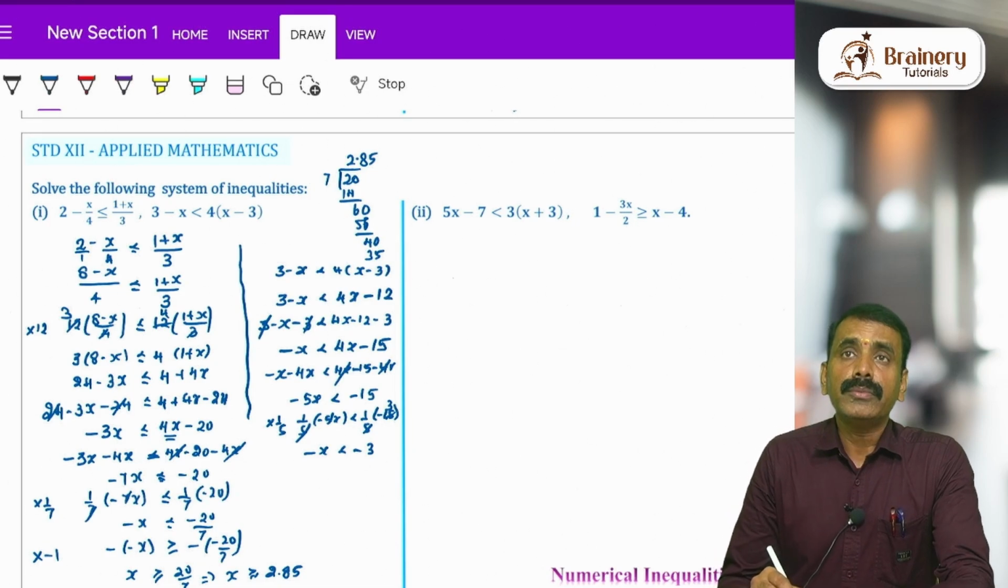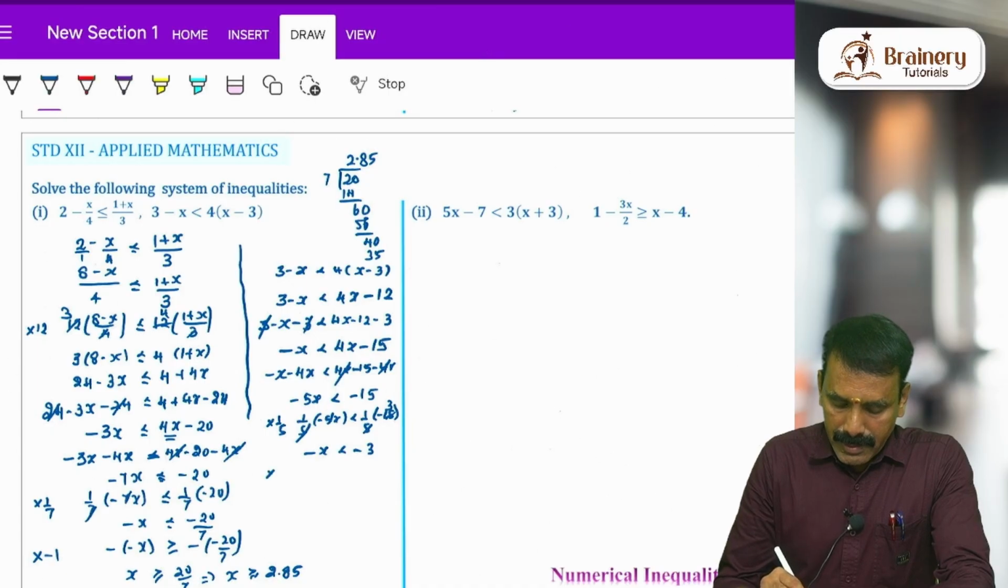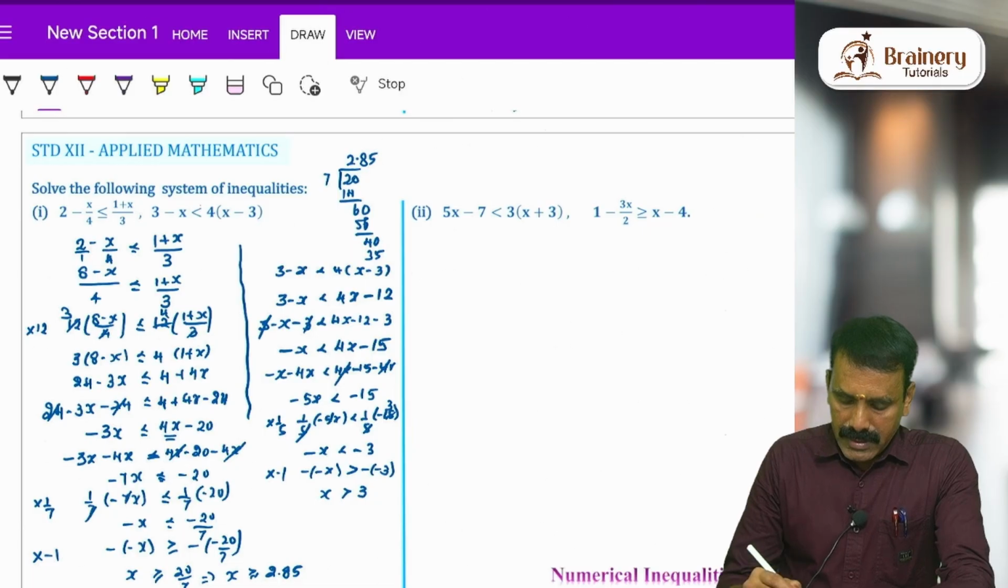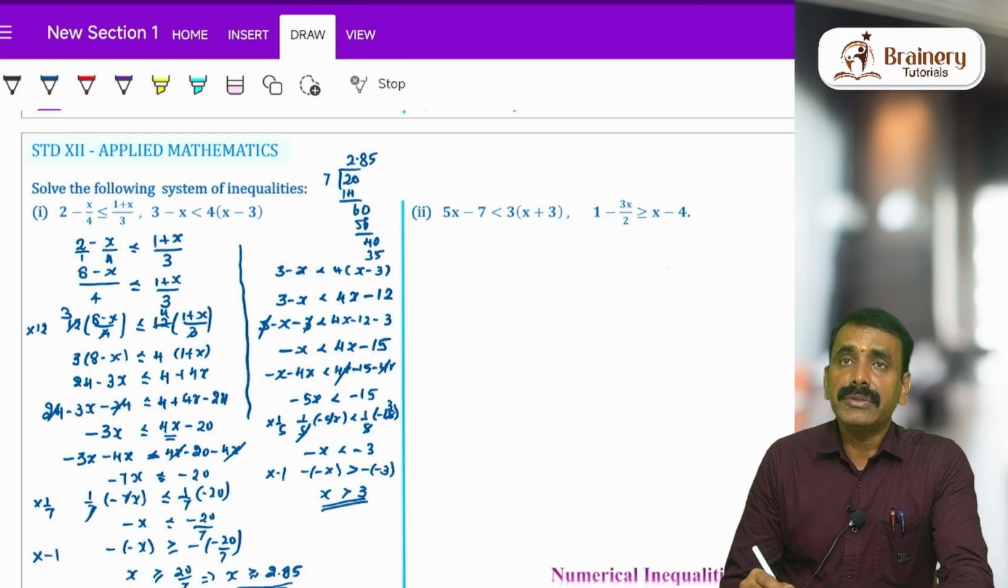Now what are we going to do? We have to remove that negative sign. So this is multiply by minus 1 again. So minus of minus x strictly greater than minus of minus 3. So x is greater than plus 3. Here x is greater than or equal to 2.5. Here x is strictly greater than 3.